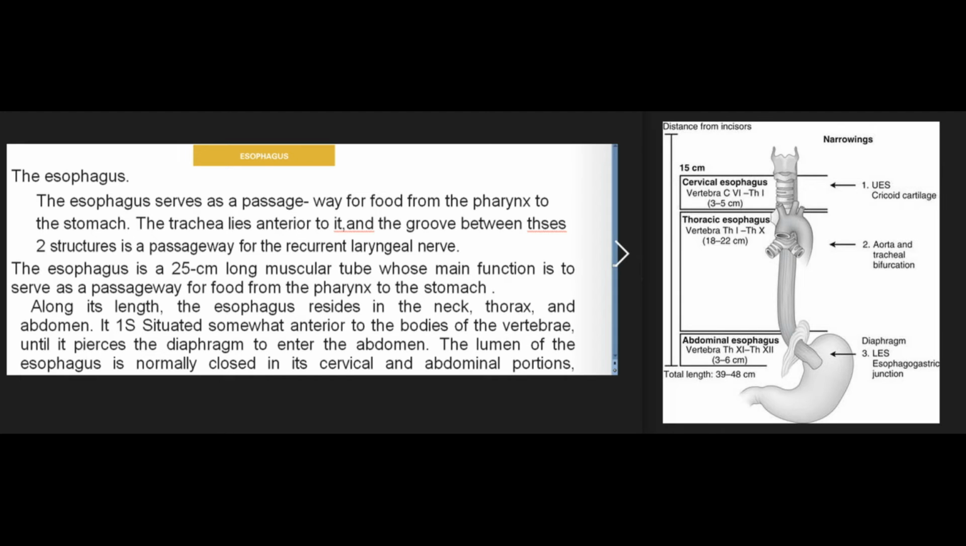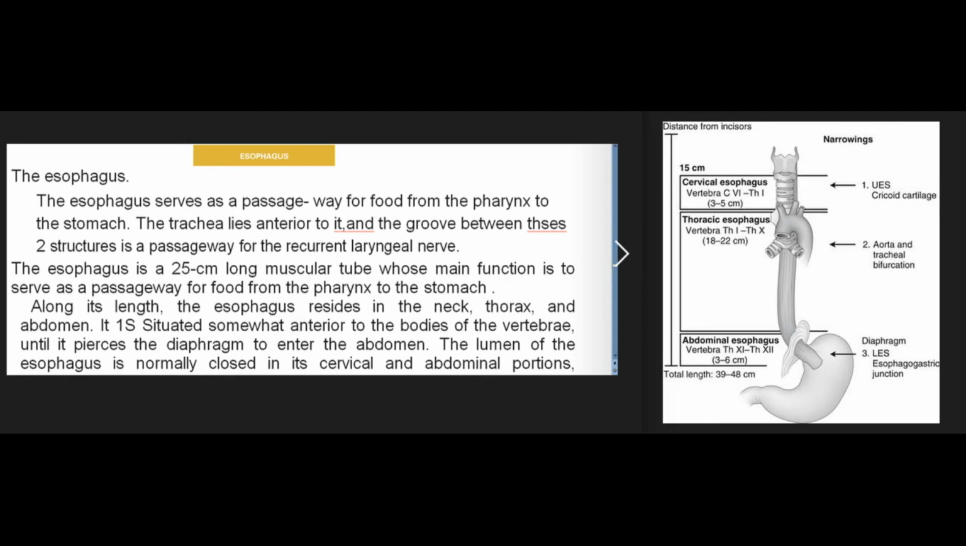The esophagus serves as a passageway for food from the pharynx to the stomach. The trachea lies anterior to it and the groove between these two structures is a passageway for the recurrent laryngeal nerve. The esophagus is a 25 cm long muscular tube whose main function is to serve as a passageway for food from the pharynx to the stomach.